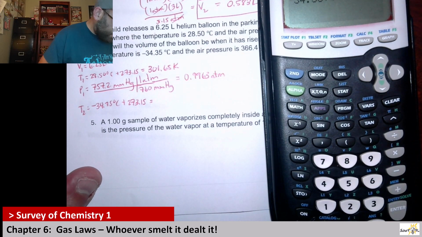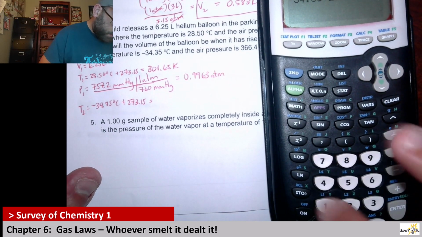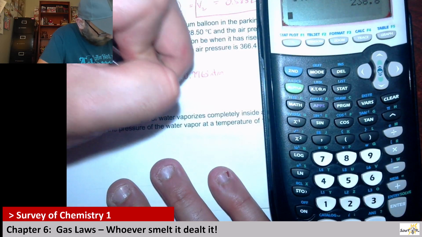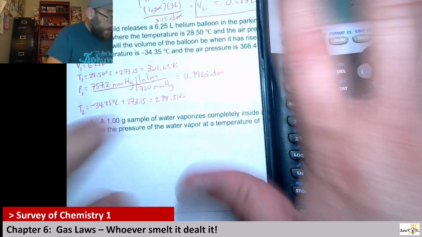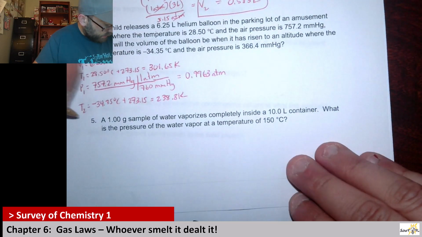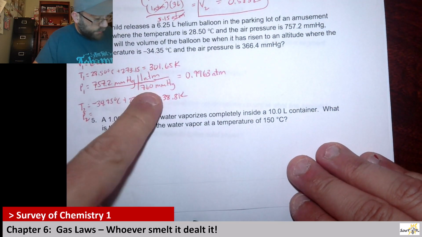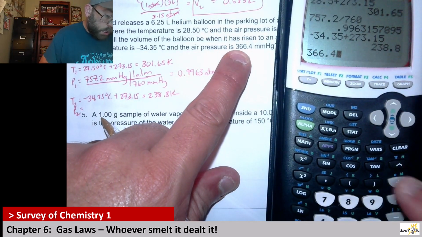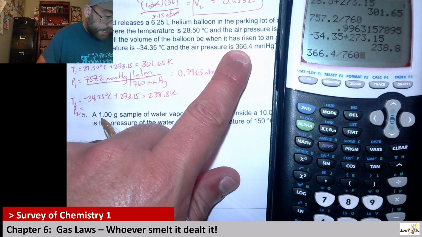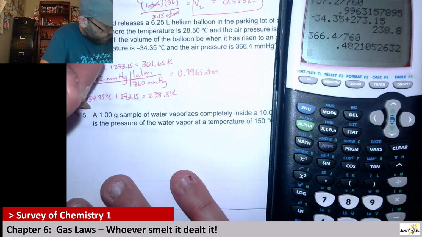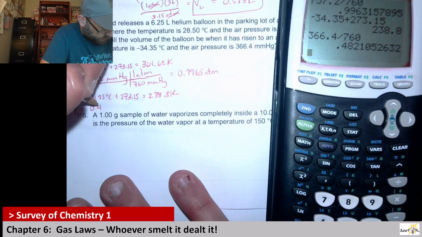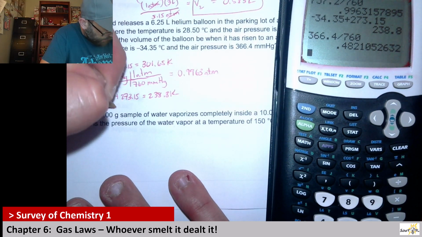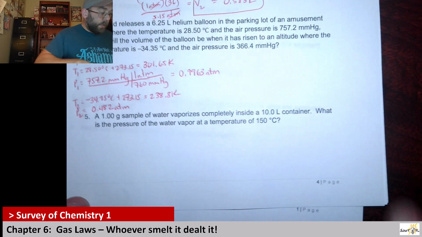34.35 plus 273.15. So it's going to be 238.8 Kelvin. And it also gives me a new air pressure, P2. Remember, all I did was divide by 760, so I'm going to do that right now. 366.4 divided by 760 gives me a new pressure of 0.482 atmospheres.